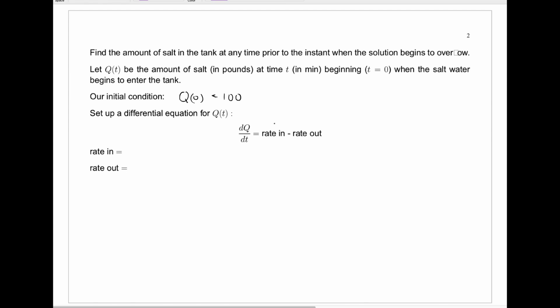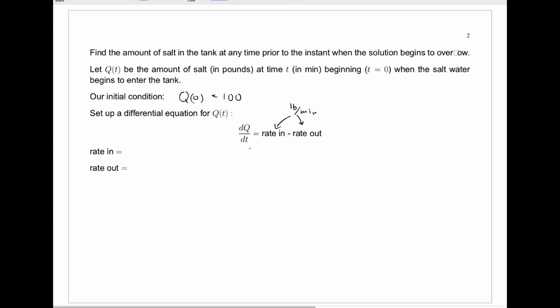And it's important to keep the units straight. Q is in units of pounds, t is in units of minutes. So for these rates, whenever you have a derivative, the units are the quotient of the units for the function divided by the units for the variable with respect to which you're differentiating. In other words, the rate in and the rate out both should be in pounds per minute.